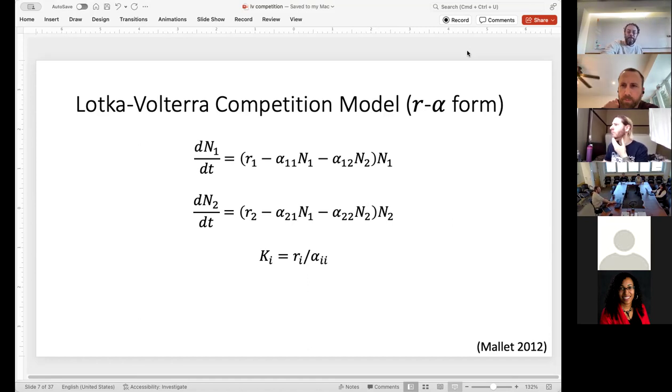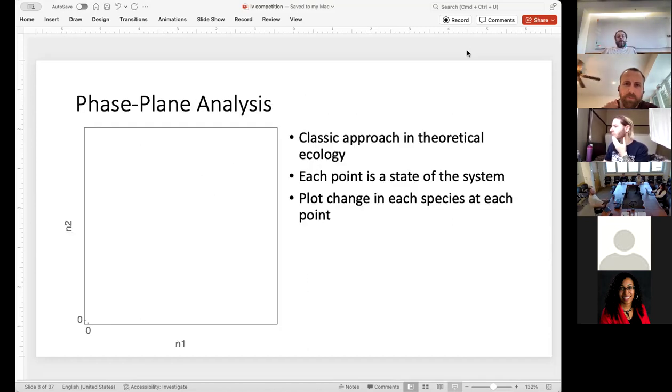So anyhow, how are we gonna analyze it? One of the reasons it's been popular in theoretical ecology is because you can analyze it really easily with this so-called phase plane analysis. It's kind of a graphical approach. Ecologists like graphical approaches, so we'll walk through that. But the idea is this.